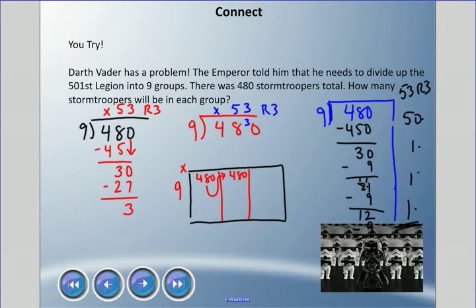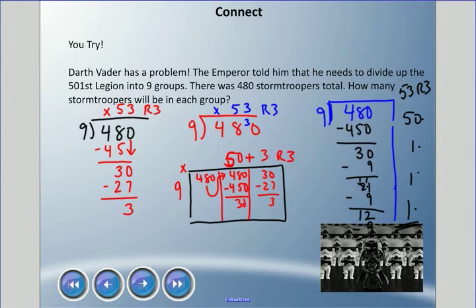So 9 times 50. 9 times 50. That's an ugly 5. 9 times 50, 450. Leaves me a 30. I move the 30 over here. 9 times 3, 27. 3 left over, remainder 3.